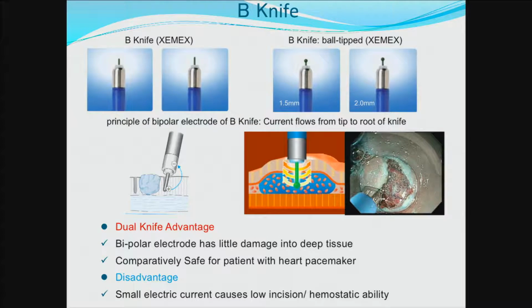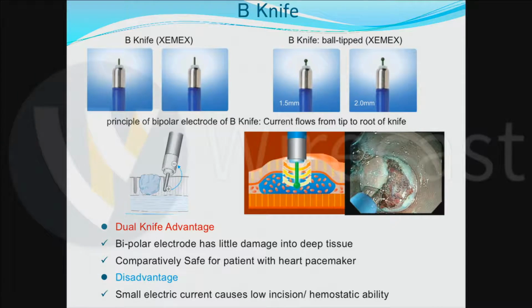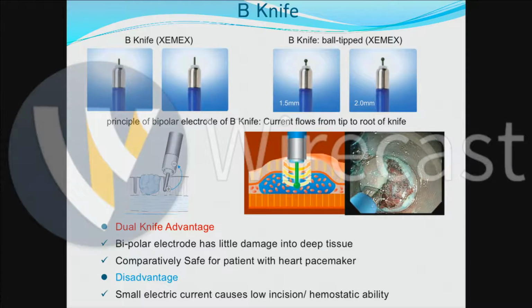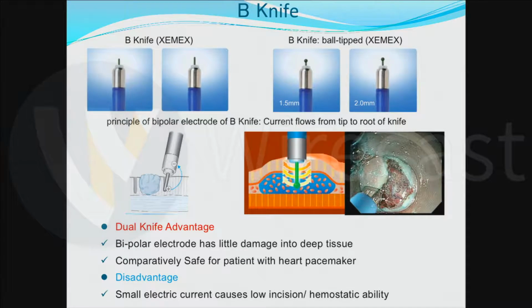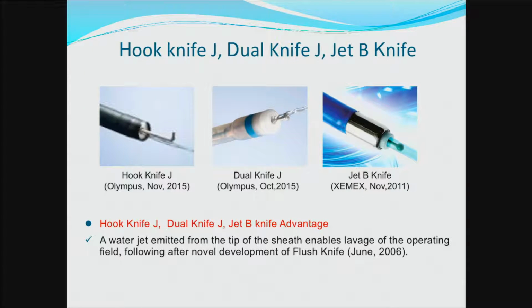The B knife has a principle of bipolar electrode. The current flows from tip to root of the knife, and the bipolar electrode has little damage into deep tissue, and it is comparatively safe for patients with a heart pacemaker or something. But the small electric current causes low incision and hemostatic ability. And recently, several knives have been developed to carry a water jet emitting function following the development of the Flush knife.